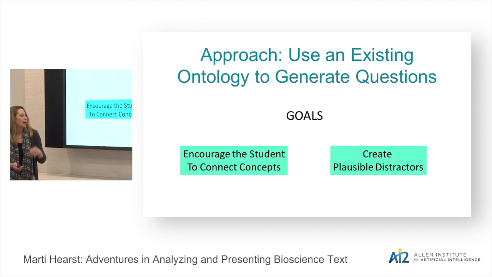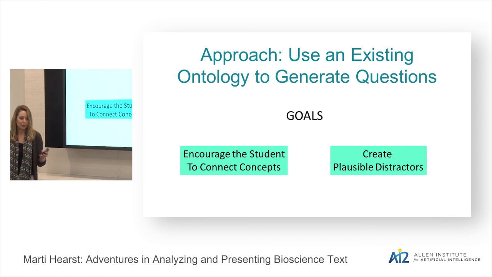answer. And then we don't want a question to just be a factoid question like, what is water? We want to link different concepts together. So that's what we're going for here. So we decided to see if we could use an ontology that's already out there to generate this question. So that was our angle, rather than one of these end-to-end learning things where you generate it from scratch.